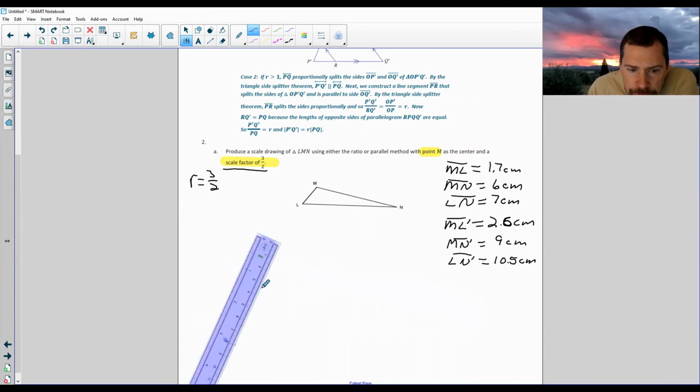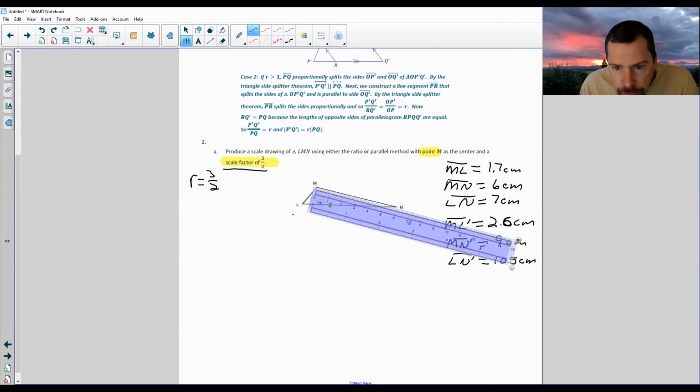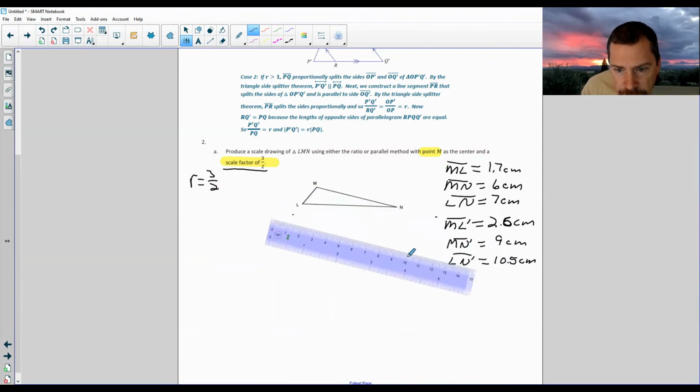So I take my ruler, and I'm just going to do it this way with the ruler. I'm just going to put the ruler at 0 on M, put 0 on M, and ML was 1.7, and now I have to go to 2.6, 2.5, 2.6, which is about there. So there is L prime. Rotate this around to MN, and that was 6. And now MN prime has to be 9, which is here.